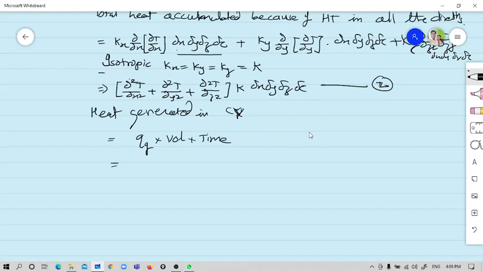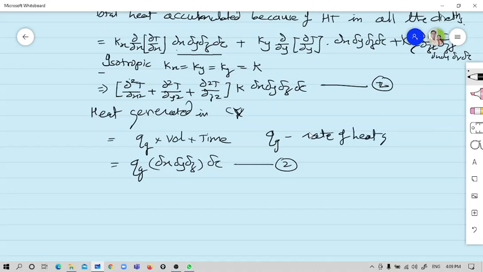Okay, so this will be equal to Qg into the volume, which is delta x, delta y into delta z, into the time, which is delta tau, isn't it? Let us call this equation 2. Now here, this Qg is what? It is nothing but the rate of heat generation, rate of heat generation per unit time.